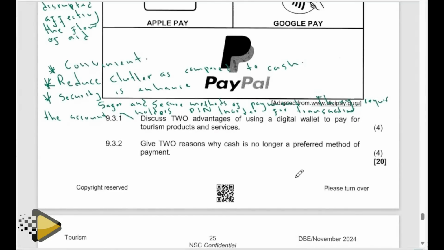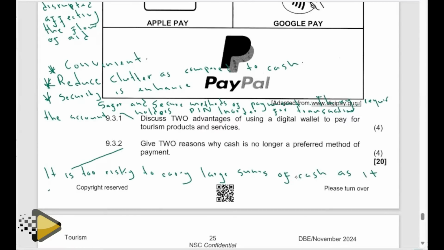Now, moving on to the next one: give two reasons why cash is no longer a preferred method of payment. All right, cash. It is too risky to carry large sums of cash around, as it can attract criminals, or even get lost.